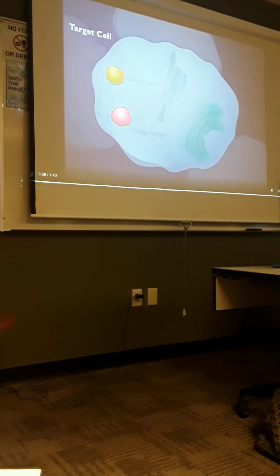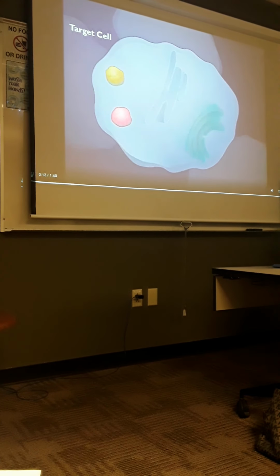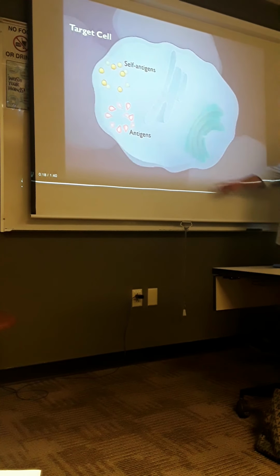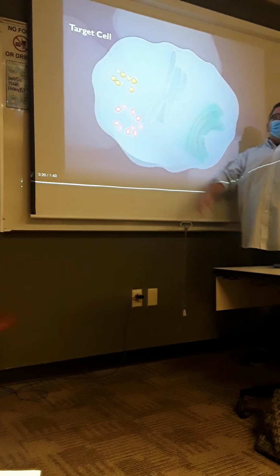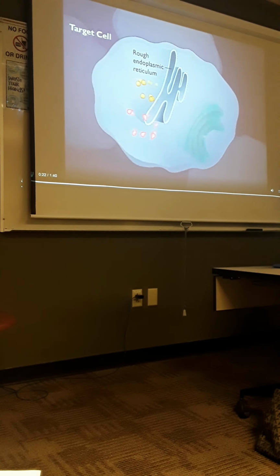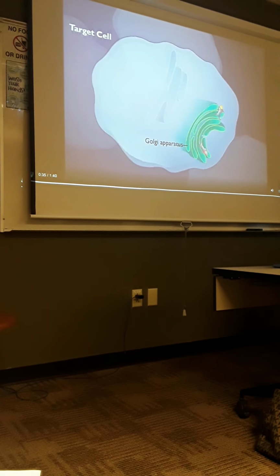Proteins produced within the cell, such as viruses or self-proteins, are broken down into fragments. Fragments of foreign proteins are antigens. So this is the antigen. The antigens are then transported into the rough endoplasmic reticulum. The antigens combine with class I MHC molecules. The combination is then transported to the Golgi apparatus and from there to the plasma membrane.